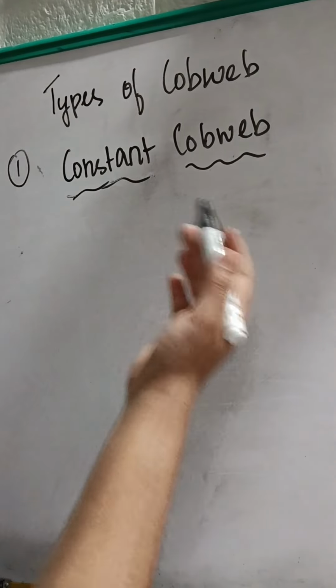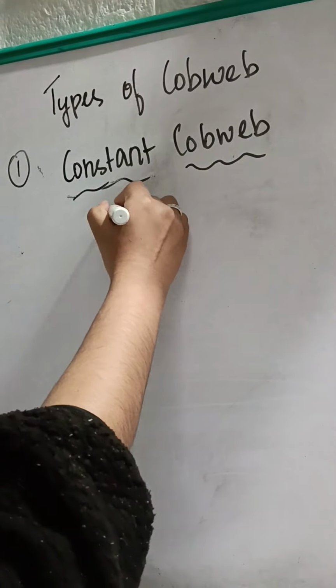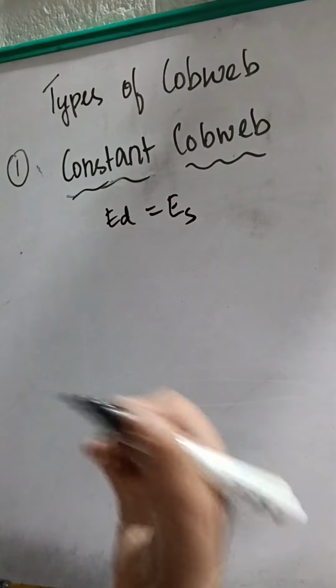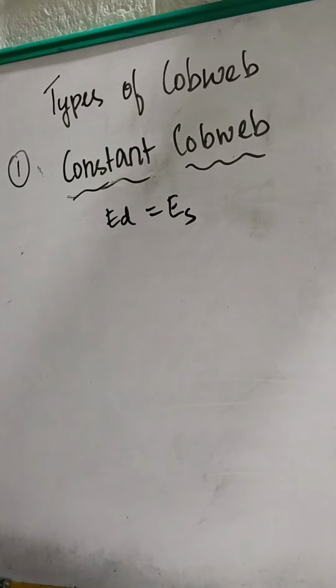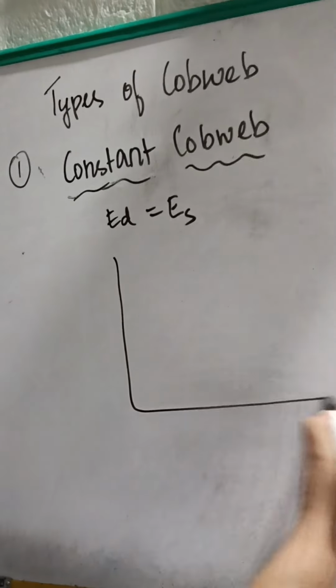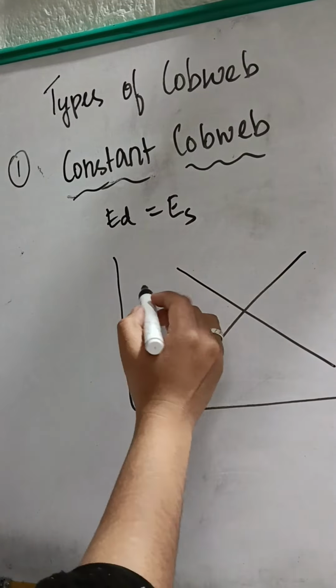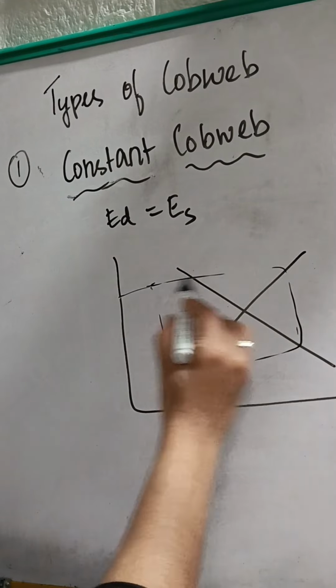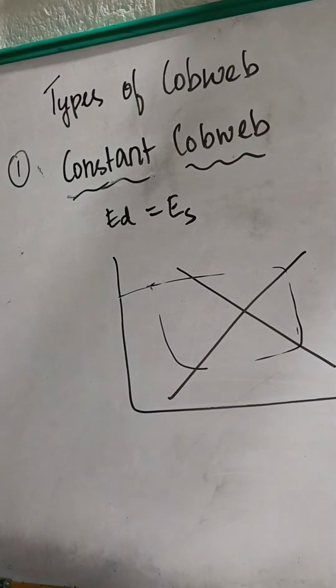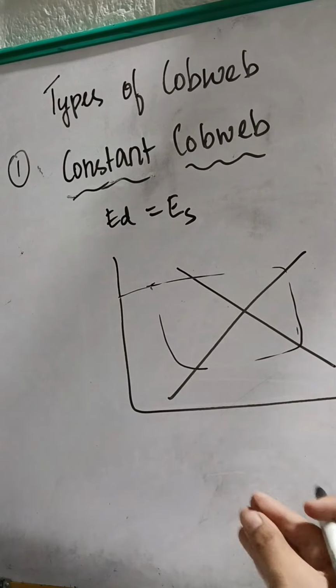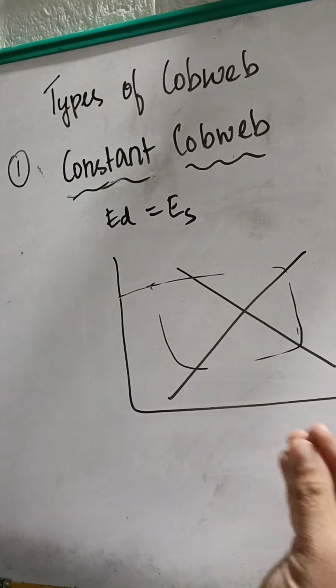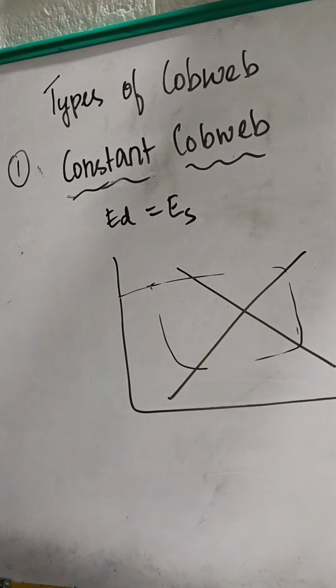Another type of Cobweb is the constant Cobweb, where elasticity of demand is equal to elasticity of supply. That means the demand and supply curves are the same. Right? And the fluctuations remain constant. It does not converge or diverge, but is constant. It revolves around like this. Okay? The slope of demand here is equal to the slope of supply. It is also known as neutral Cobweb. So these are all about Cobweb and their types.